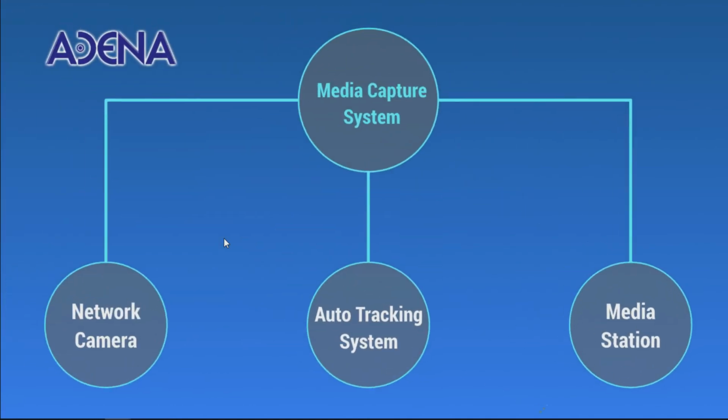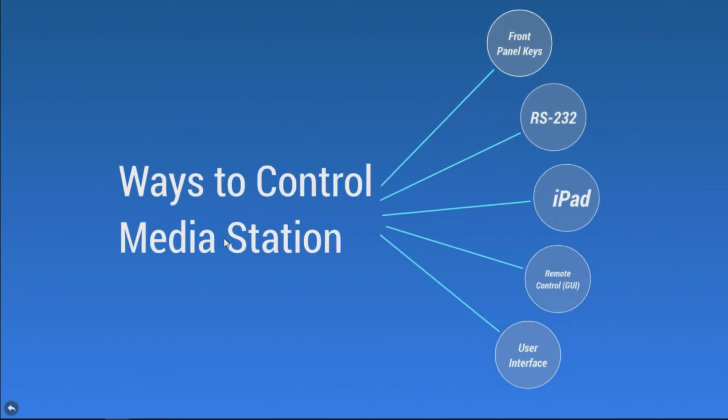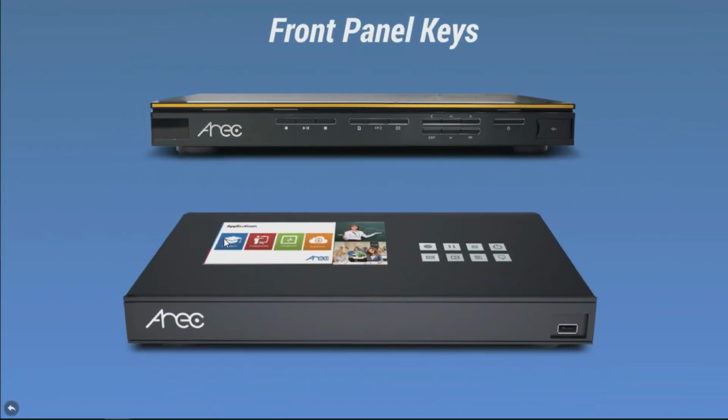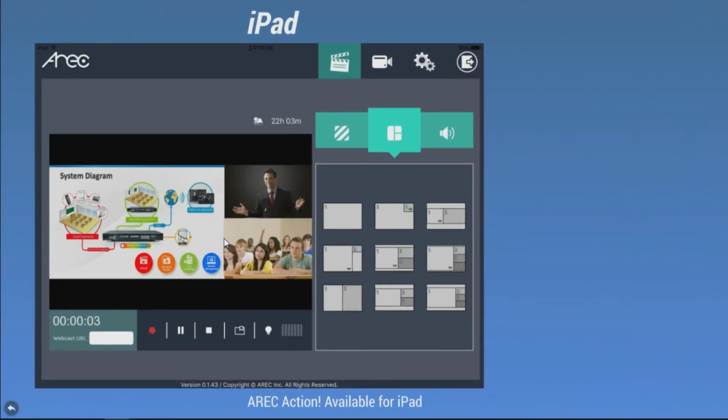So let's talk about the ways in which you can control the media stations. There are 5 different ways. You can control them from the front panel keys located here and here. You can also control them via RS-232. You can control it also via SDK. This is the most common SDK that we have. It's called AREC Action, and you can download it on your iPad for free.